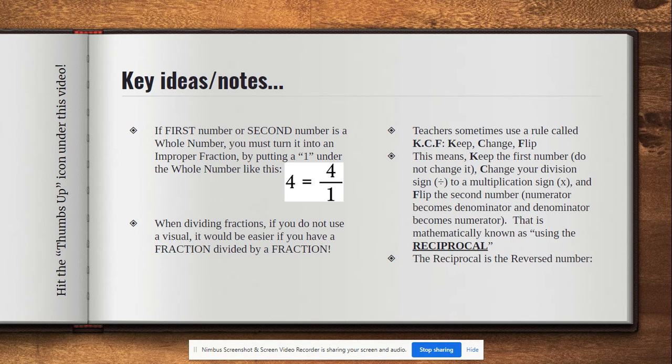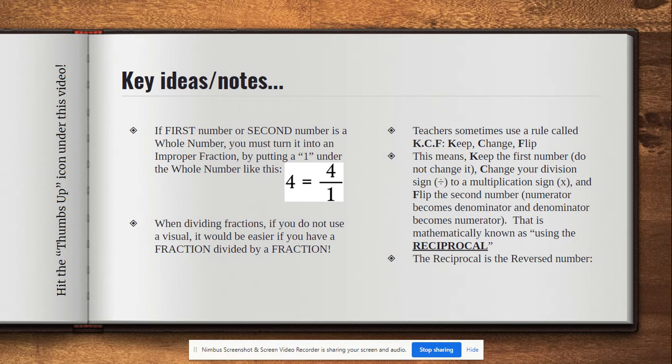Now, some teachers may use a rule that's called KCF. No, not KFC. We're not here talking about chicken, but it's KCF. And what that means is keep, change, flip. That means you keep the first number. You do not change it. You just leave it alone. You change your division sign to a multiplication sign, and then you flip the second number, which means the numerator becomes your denominator and the denominator becomes your numerator.